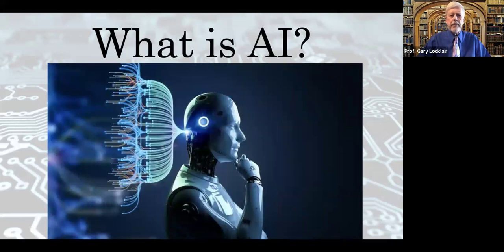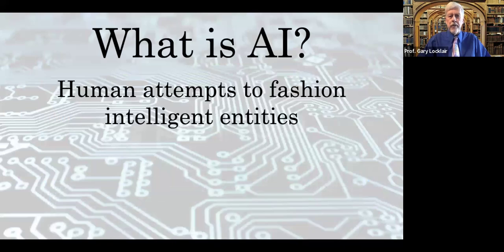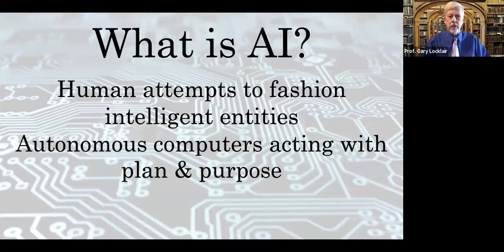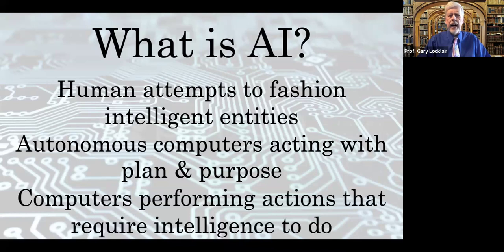Here is the definition that I've been working with, trying to set the stage for what is AI. First of all, we can think of AI as human attempts to fashion intelligent entities. Of course, today in the 21st century, those entities are computer systems. So another way of thinking about AI is as autonomous computers acting with plan and purpose. How might we recognize AI? Well, when computers perform actions that would require human intelligence to do, then we can rightly say that's artificial intelligence.